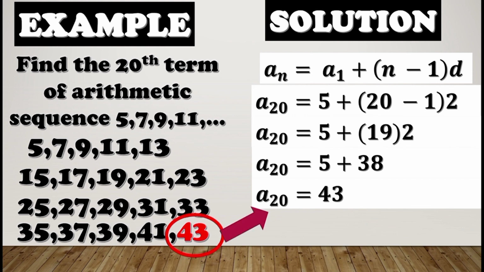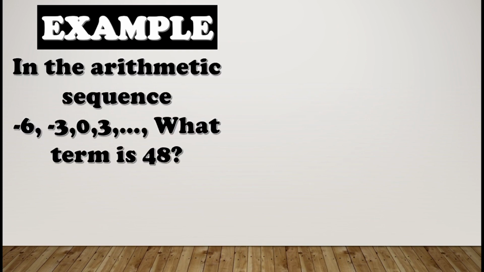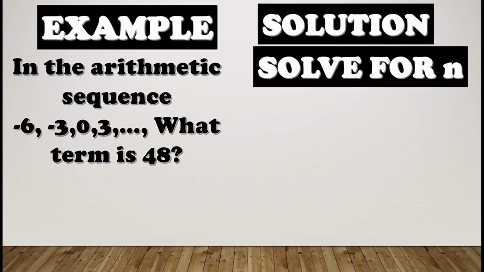is 43. Another example. In the arithmetic sequence, negative 6, negative 3, 0, 3, and so on, what term is 48? In this example, we are asked what certain term 48 will be placed in this sequence. So for our solution, we will solve for n.